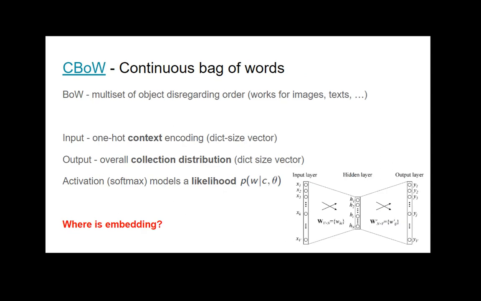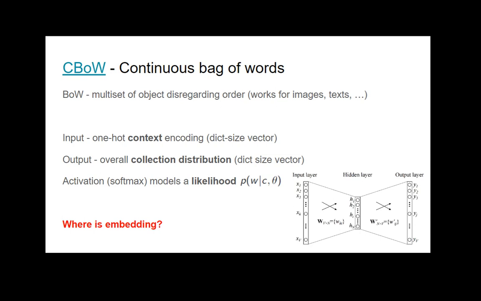So the continuous bag of words. Just to remind you, bag of words is a technique which is not purely an NLP technique, so it can be used in different areas, in computer vision, for example. The bag of words is a multiset. Do you know what a multiset is? How is it different from a set? You can have multiple instances of the same object.